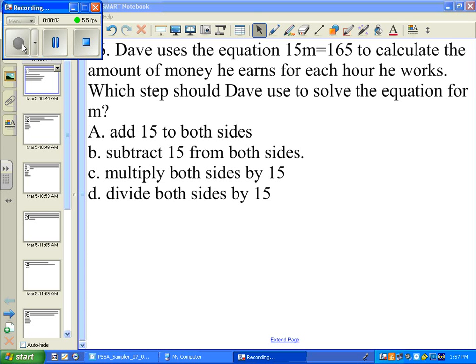Okay, that brings up number 16. Told that Dave uses the equation 15m equals 165 to calculate the amount of money he earns each hour he works. Which step should Dave use to solve the equation for m?